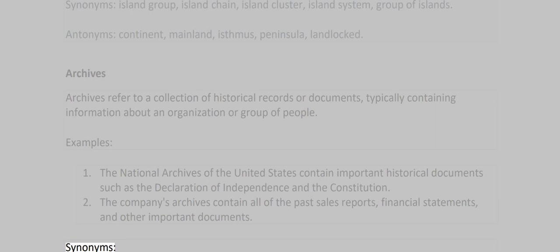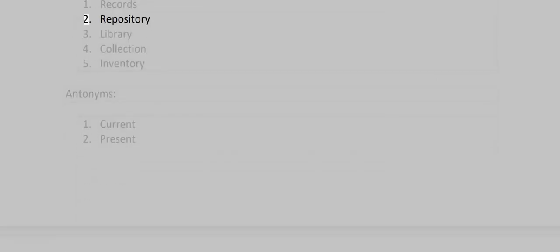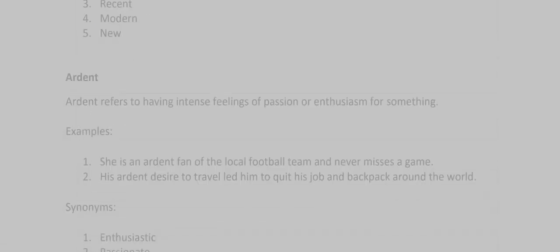Synonyms. 1. Records. 2. Repository. 3. Library. 4. Collection. 5. Inventory. Antonyms. 1. Current. 2. Present. 3. Recent. 4. Modern. 5. New. Ardent. Ardent refers to having intense feelings of passion or enthusiasm for something.